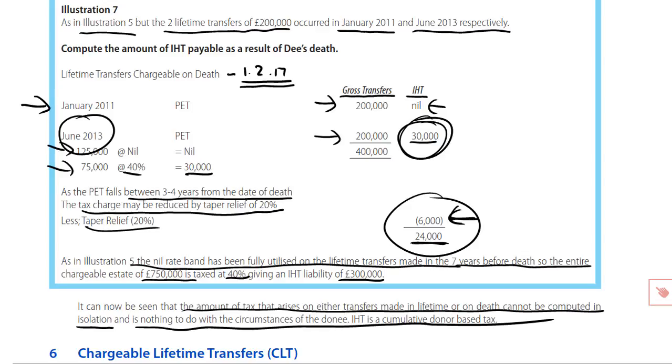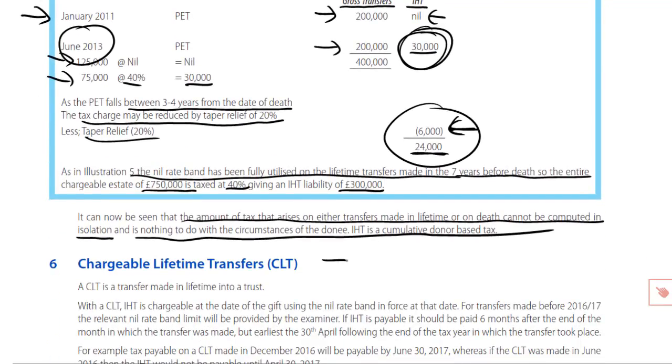Think on that, go back through those exercises please, make sure that you're happy with them, and then we'll move on to look at the third and final type of transfer you might have to look at in lifetime: transfers into trusts, otherwise known as chargeable lifetime transfers. We look forward to telling you all about those in our next session together.